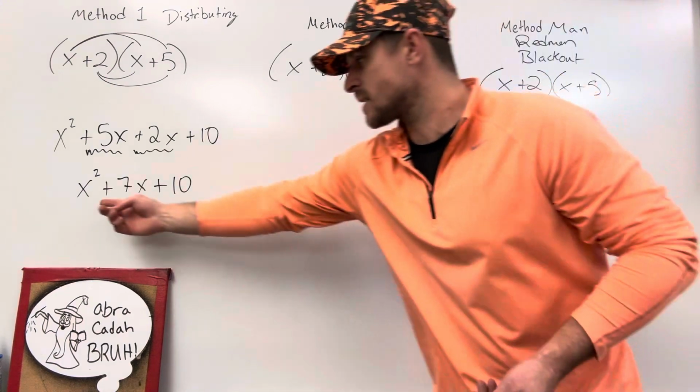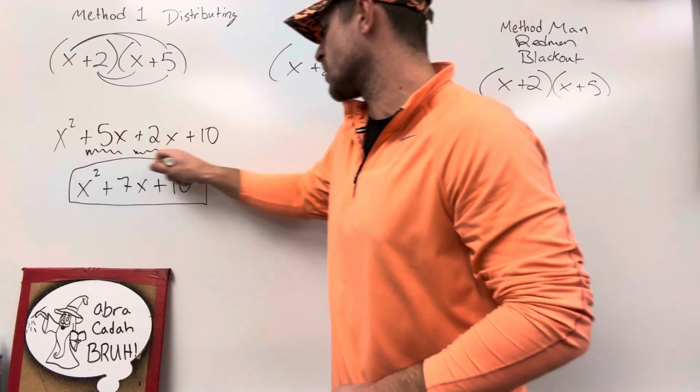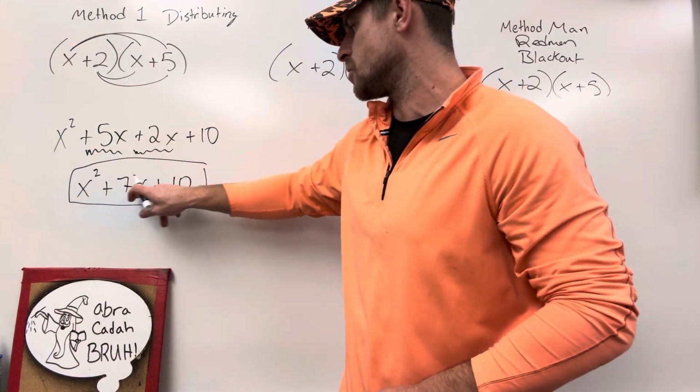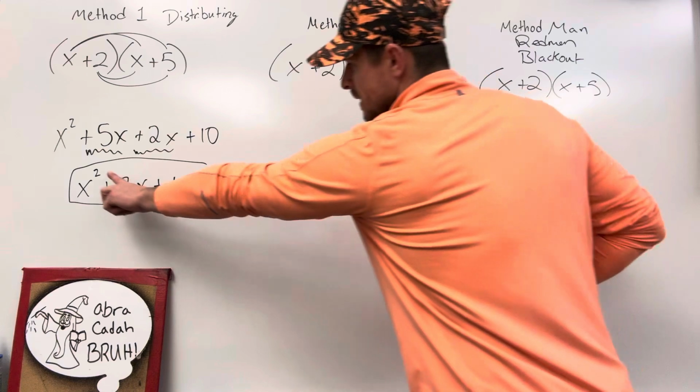That's our final answer: x squared plus 7x plus 10. We've got a trinomial, 3 terms, as our final result. Also, this would be a quadratic because the highest degree is 2.